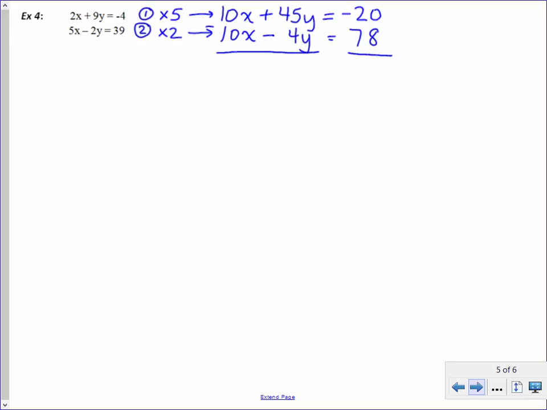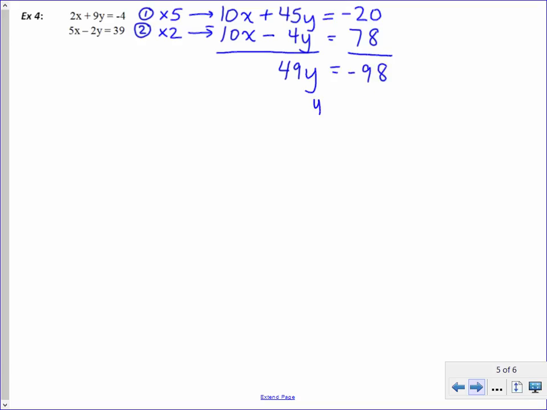45y, here's where things get tricky, you have to be careful guys. 45y minus -4y, 49y. You have to be careful with those integers. Okay, back to the rules from like week 1 of the course. And -20 minus +78. So -20 minus 78, -98.